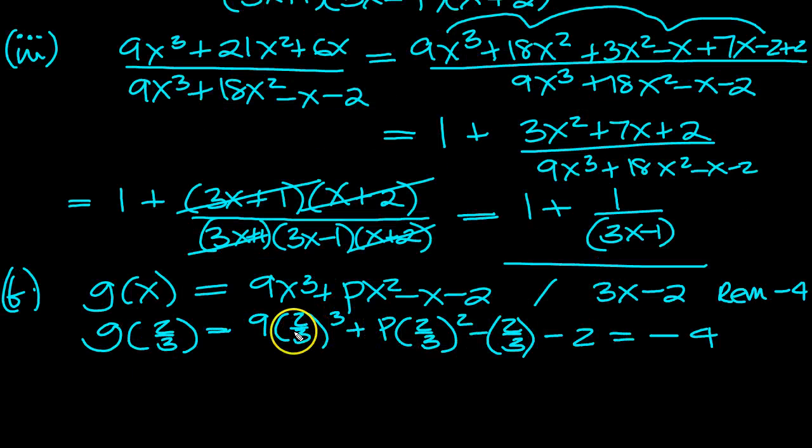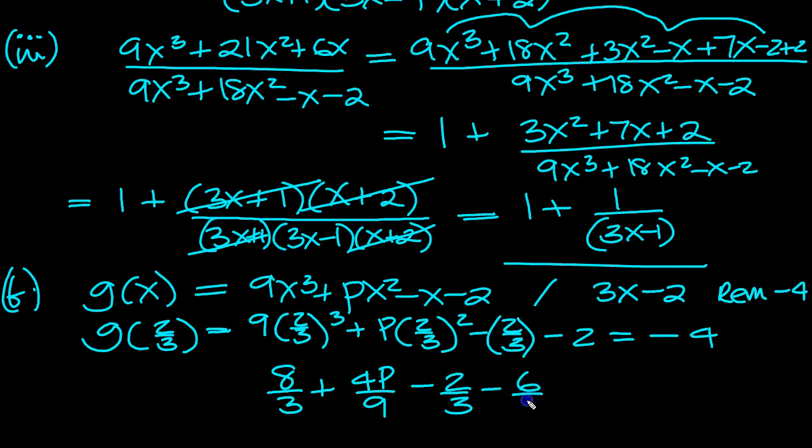This is 27 underneath. 9 over 27 is a 3 underneath, and we've got 2 cubed, which is 8 on top, so it's 8 over 3 plus 4/9 when you square 2/3, 4p over 9 minus 2/3. This is minus 6/3 here, isn't it? We can write that as 6/3 equals minus 4. So the 8/3 here, minus 8/3 plus 8/3, and the 4 will then cancel.